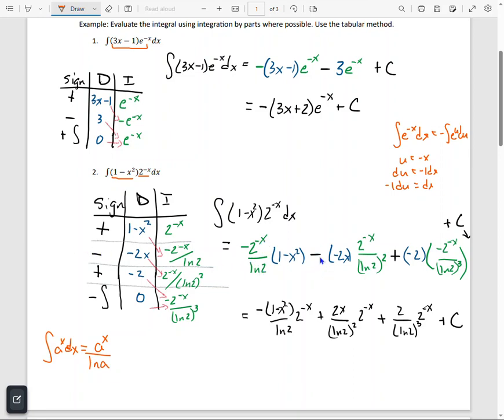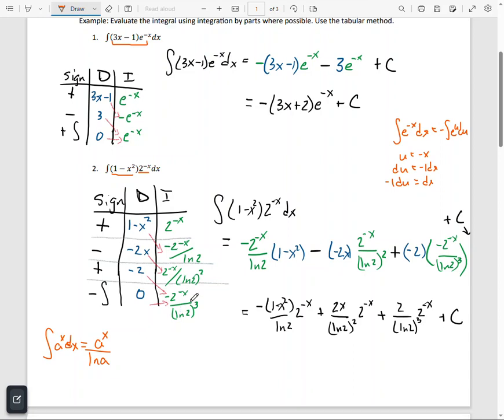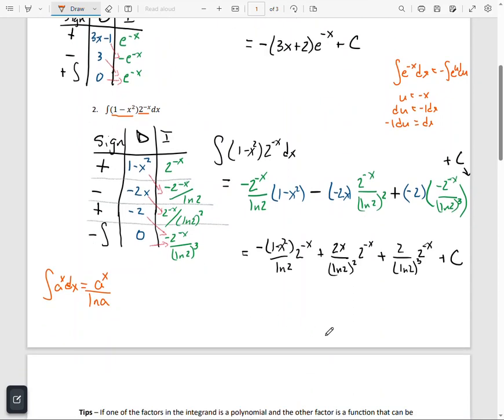And then a minus sign, minus 2x times 2 to the negative x over natural log of 2 squared. And then a plus sign, negative 2 times negative 2 to the negative x over natural log of 2 cubed, minus the integral of 0 times, and as soon as we say 0 times, we're happy because 0 multiplied by anything other than infinity is 0. And don't forget the plus c. So this is just reading it off from the table, but that's horribly ugly.